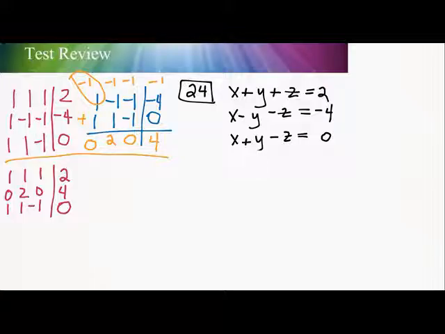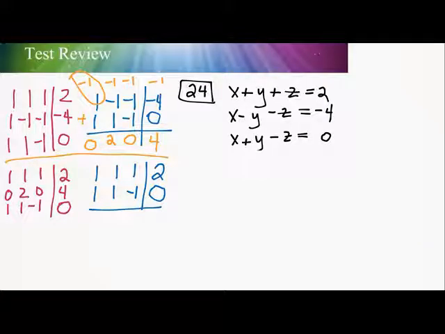So now I'm going to pull out the 2 rows that I want to make 0 again. But I don't want to use the second row because that has a 0 in it, and once you do that, you just end up losing your zeros. So I'm going to use the top row, 1, 1, 1, 2, and the third row, 1, 1, negative 1, 0.